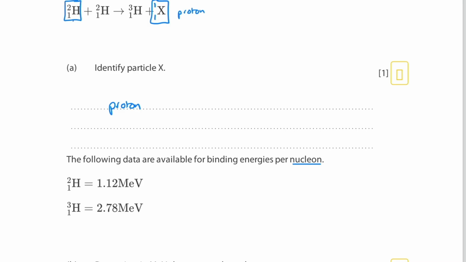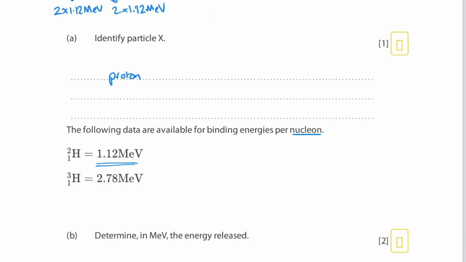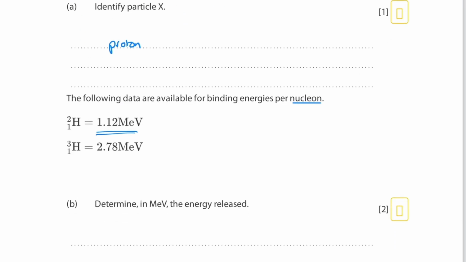deuterium here, the total binding energy of this deuterium is 2 times this, because there's 2 nucleons in there. So the binding energy of that is 2 times 1.2 MeV. The binding energy of this is also 2 times 1.212 MeV. And the binding energy of this is then going to be 3 times 2.78 MeV. And there's no binding energy from a proton because it's not bound to anything. So let's take that information and actually answer the question.